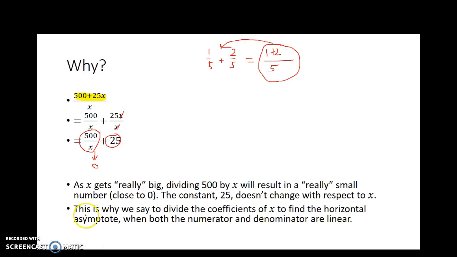And this is also, by the way, why now you're learning about vertical and horizontal asymptotes. The horizontal asymptote we've found by taking the coefficient of x, or the largest powered variable here, and dividing it by this coefficient, which is 25 over 1, or just 25. And that's where that asymptote comes from, mainly because of all this mathematics that takes place here.